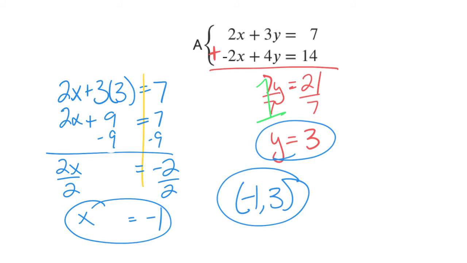And just as a reminder to check your work, you could plug in -1 for x, 3 for y into both equations, and it should make both equations true. You could also graph both of these equations, and where they cross would be that point.